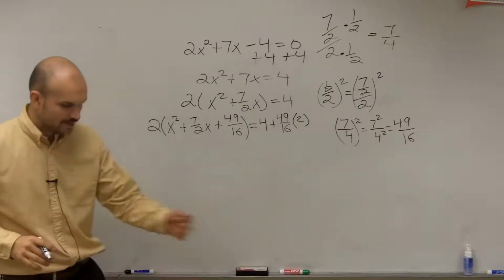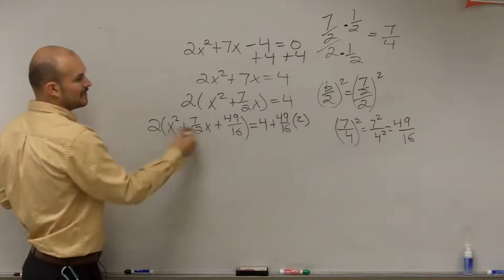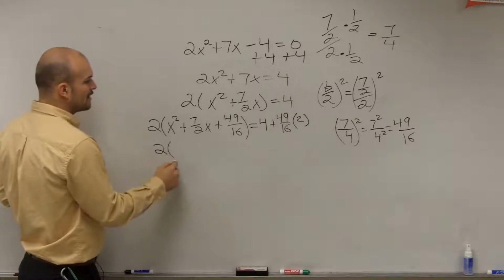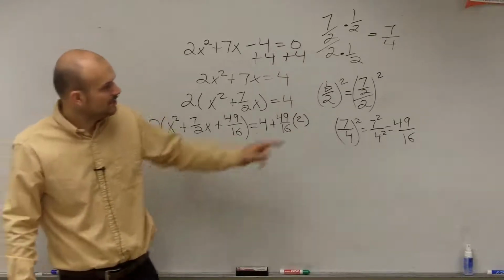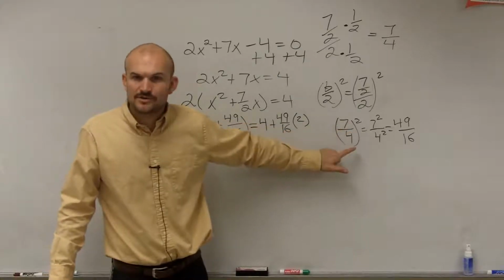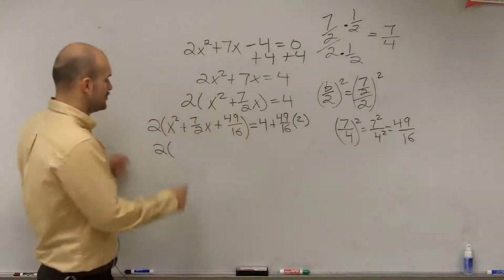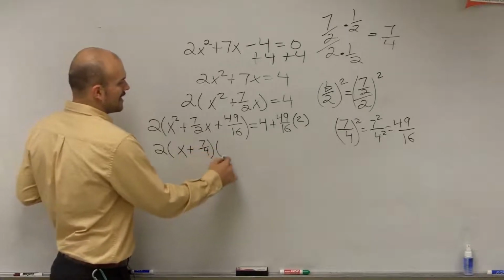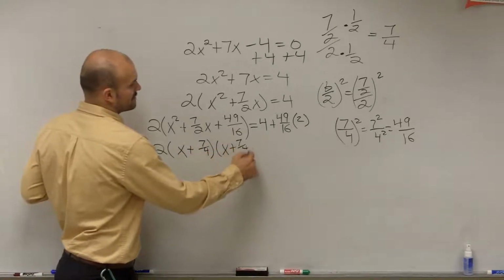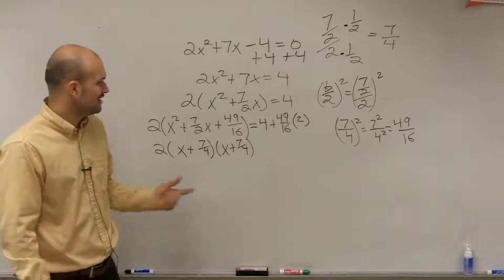Okay, so now I can rewrite this as a perfect square. Now, how do you write this as a perfect square? Remember, the easiest trick I always like to use is to just take whatever my b divided by 2 is, and that's going to be your perfect square. You can think of it like this: x plus 7/4 times x plus 7/4. If you wanted to work on factoring it, does that work?